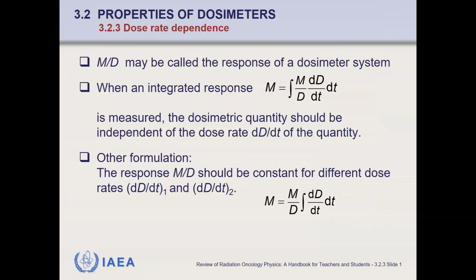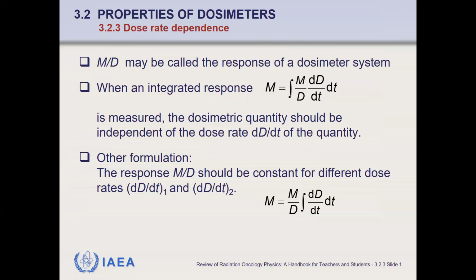A third property of dosimeters is the dose rate dependence, or we call it MD. MD parameter or MD property. So the response of a dosimeter, denoted MD, refers to the measured observed value divided by the actual dose. So M is the measured value or observed value, D is the actual dose. So M over D.